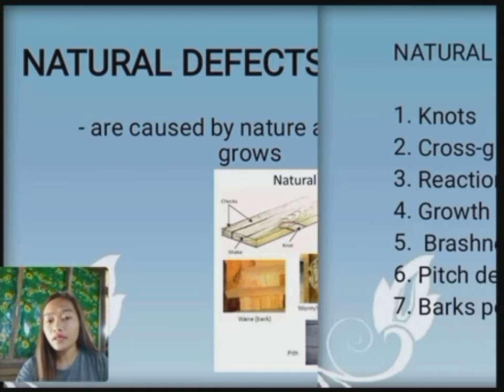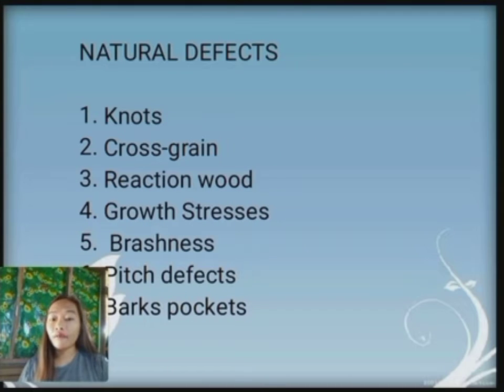So there are seven types of natural defects: the knots, cross grain, reaction wood, growth stresses, brashness, pitch defects, and bark pockets.